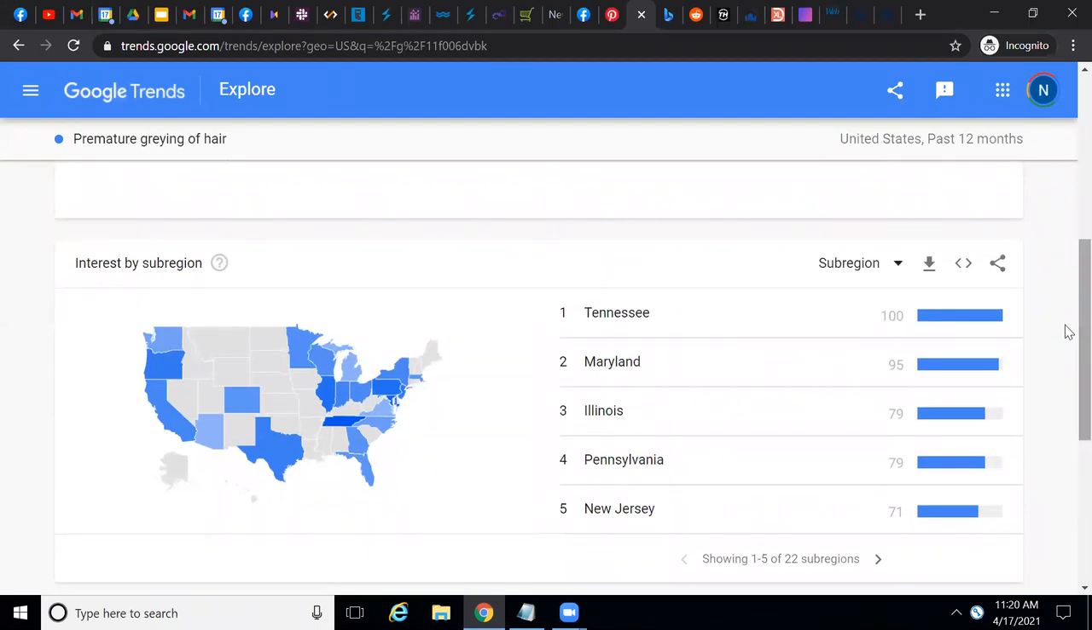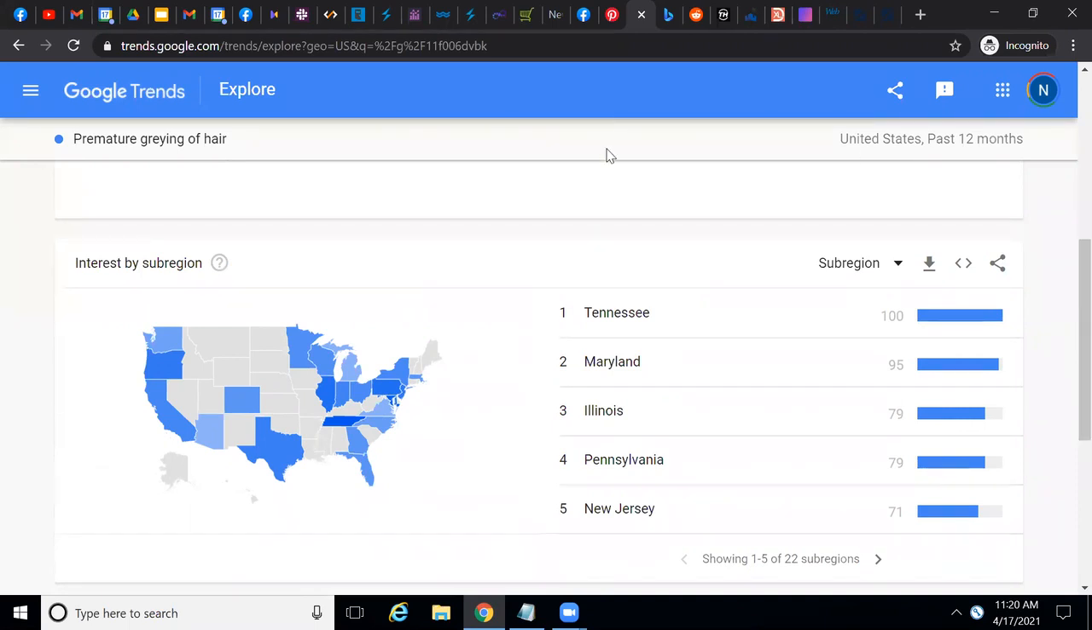So could I do some targeted Facebook ads, targeted Google ads, targeted Bing ads in Mississippi, Maryland, Louisiana, New Jersey, Texas? Could I? They are telling you a bunch of helpful information.